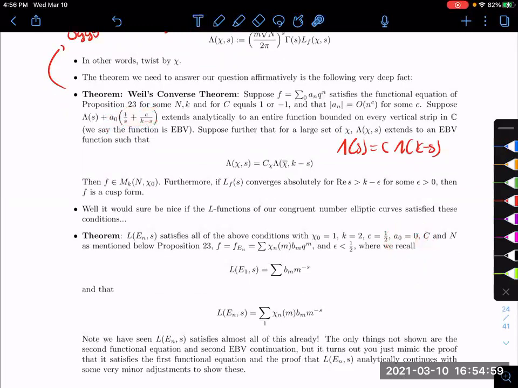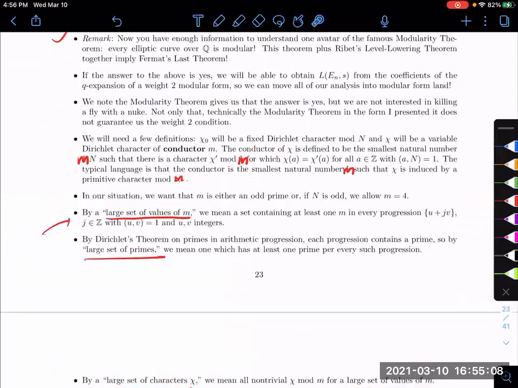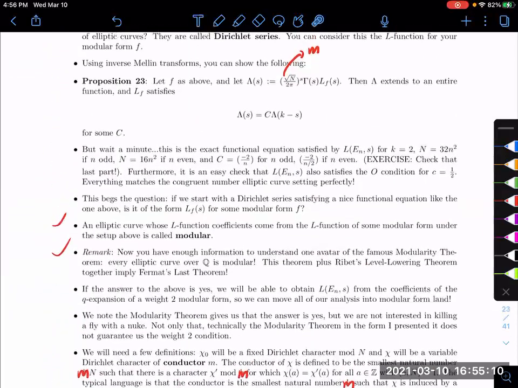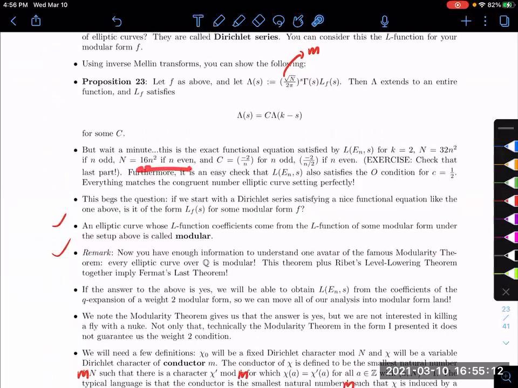We already knew that. Capital N is, what was it? Is 16 little n squared if n was odd, 32 little n squared if n was even. I might have said that backwards. 16 n squared if n is even. I said that backwards. 32 n squared if n is odd.